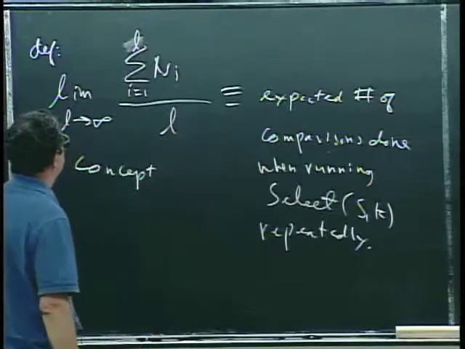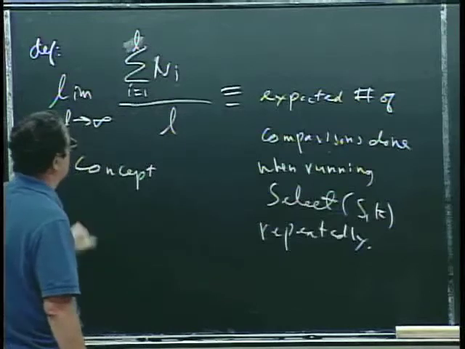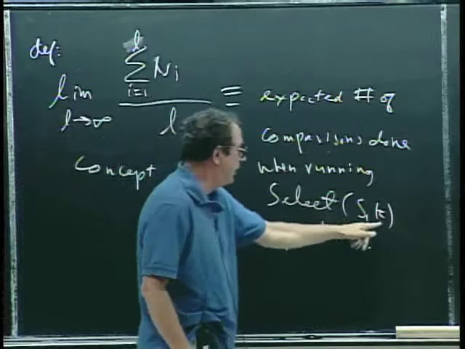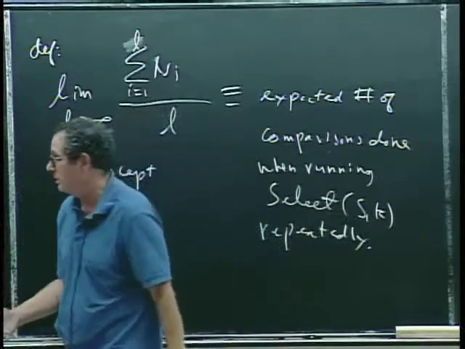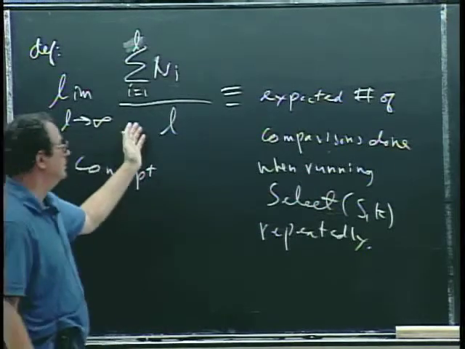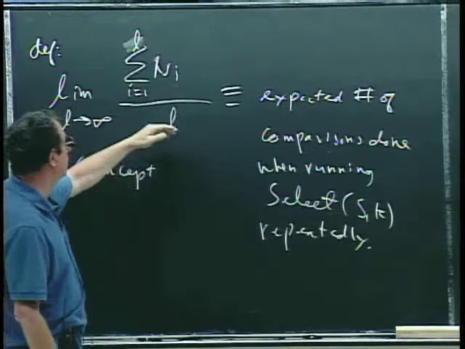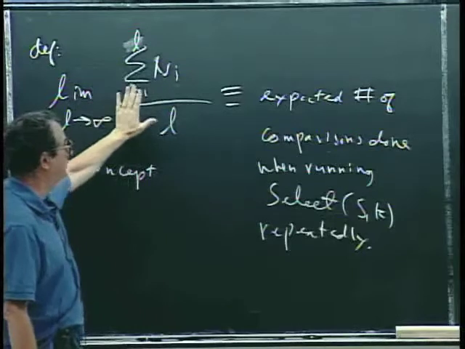And we'll leave it at that. But in this definition, S and K are fixed. So this is what you would get if you pick a particular S and a particular K, and you do this experiment. Okay. Now we're going to try to derive facts or learn something about this expected number of comparisons.